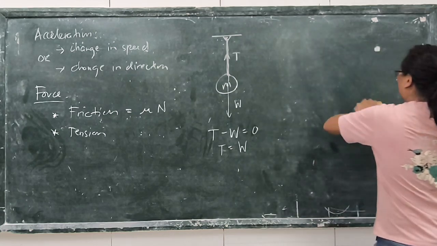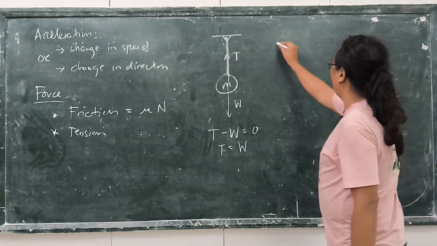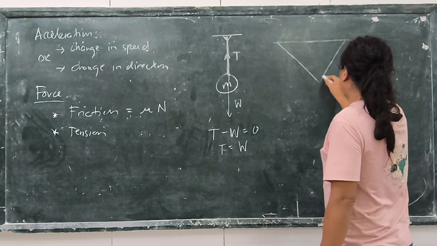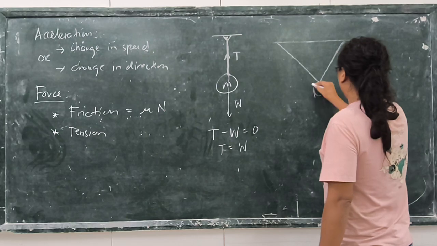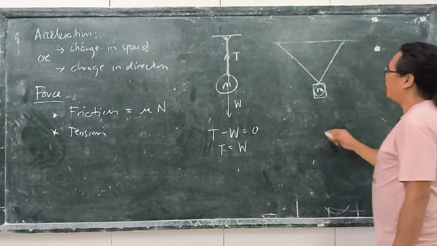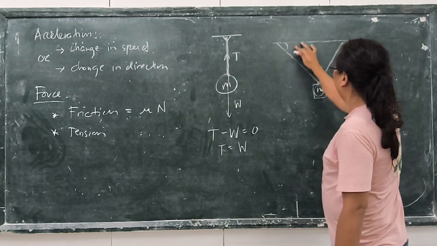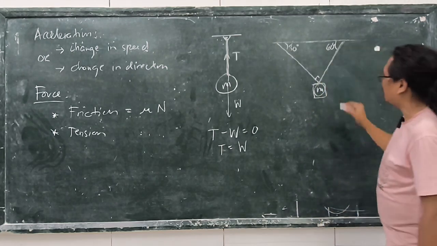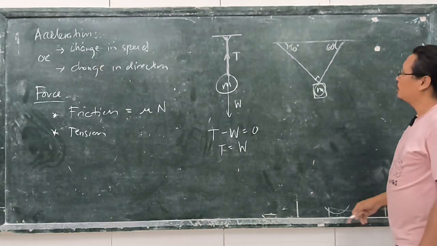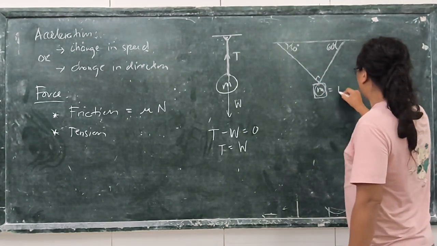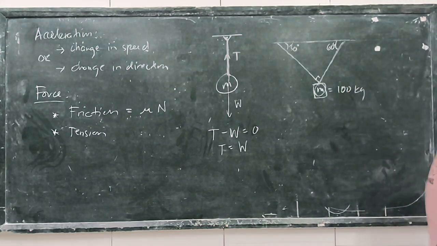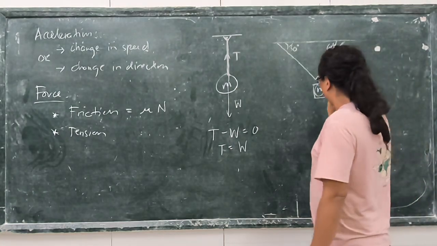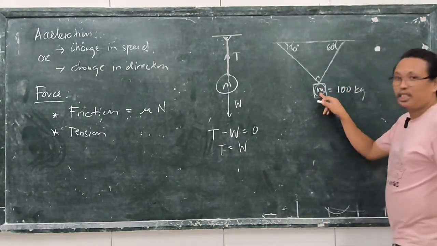So, now, let's have a more challenging example. We have here a mass being hung, and let's say this angle is 30 degrees and this is 60 degrees. So that would mean that this is 90 degrees, but it doesn't matter here. So you have a mass M, let's say this is 100 kilograms. We want to calculate the tension on both strings here. Okay? So what's the first thing to do? You draw a free body diagram.